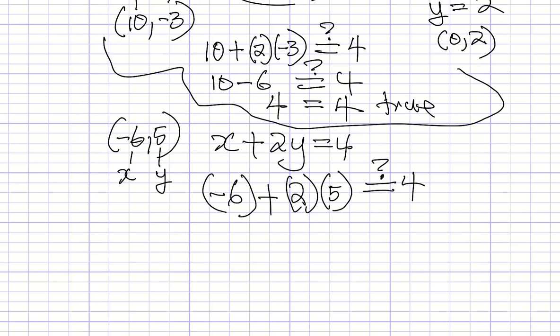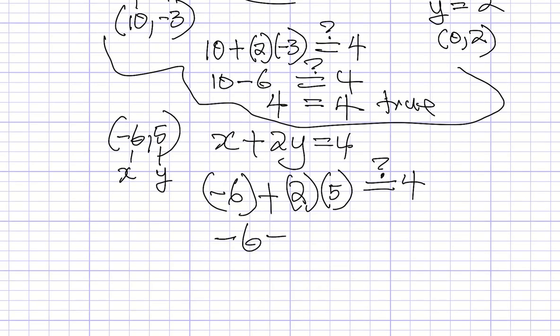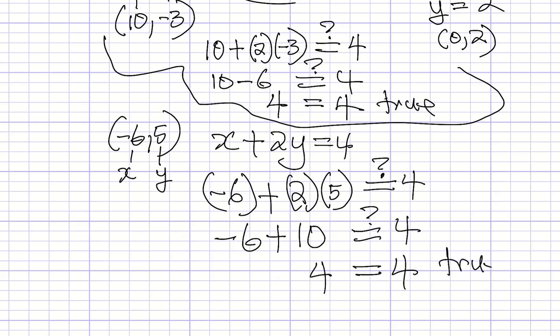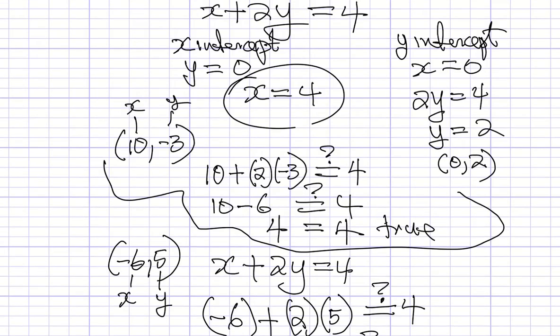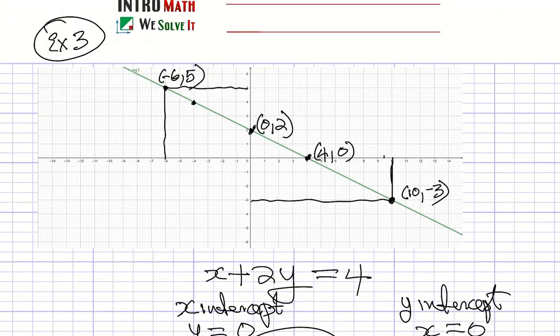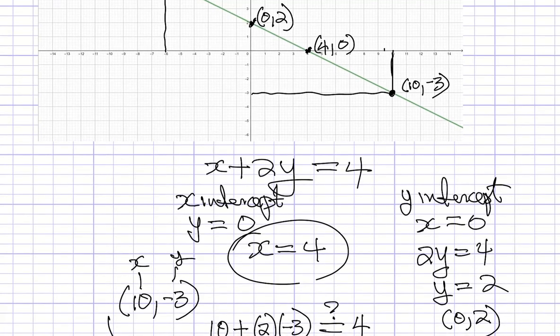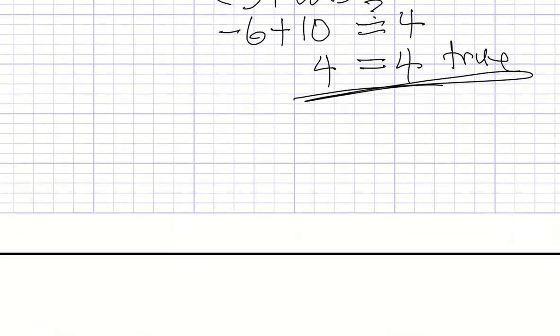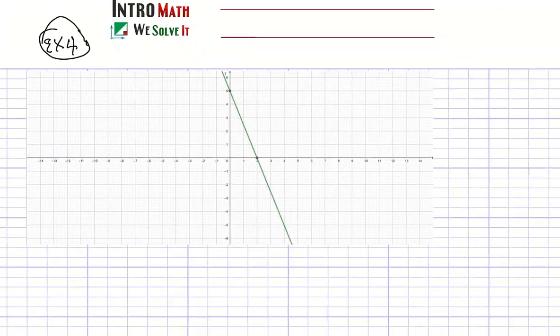You simplify the left side. What do you get? Minus 6 plus 10. Is it equal to 4? Keep simplifying. What do you get? Yes, you get 4 equals 4. So it's true. You see that? So any point on the line is a solution to that equation. That's all that means. So let's go to our fourth example.